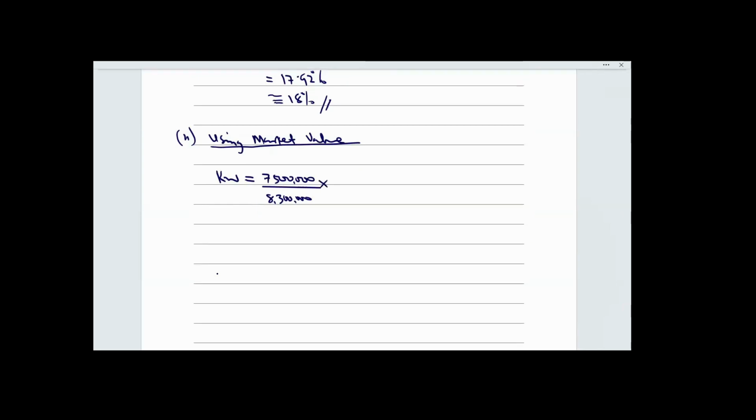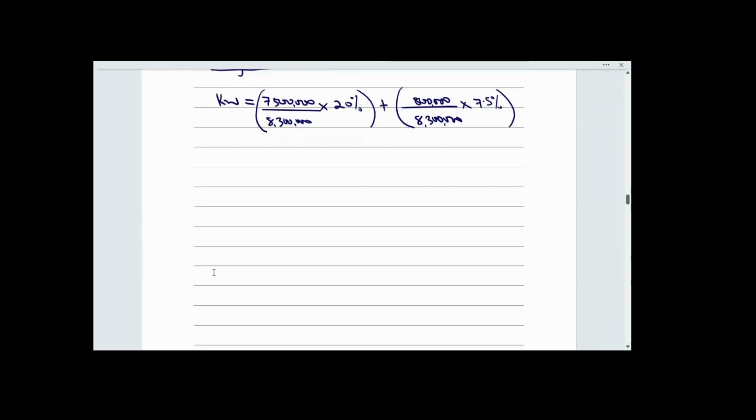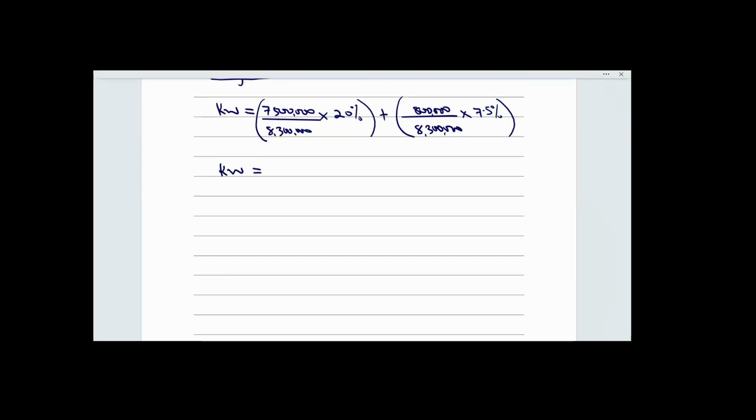Then multiply by cost of equity of 20%. I keep this on one side, plus, open a bracket, the market value of the debenture, which is 800,000, divided by the total market value of 8,300,000, multiplied by after-tax cost of debt of 7.5%. Okay, so what will that be equal to? Bring out your calculator, let's do it together.